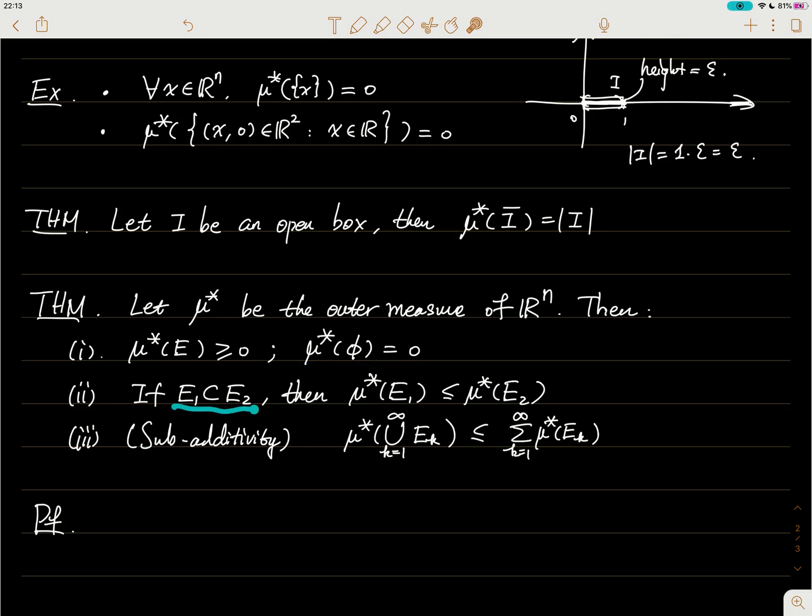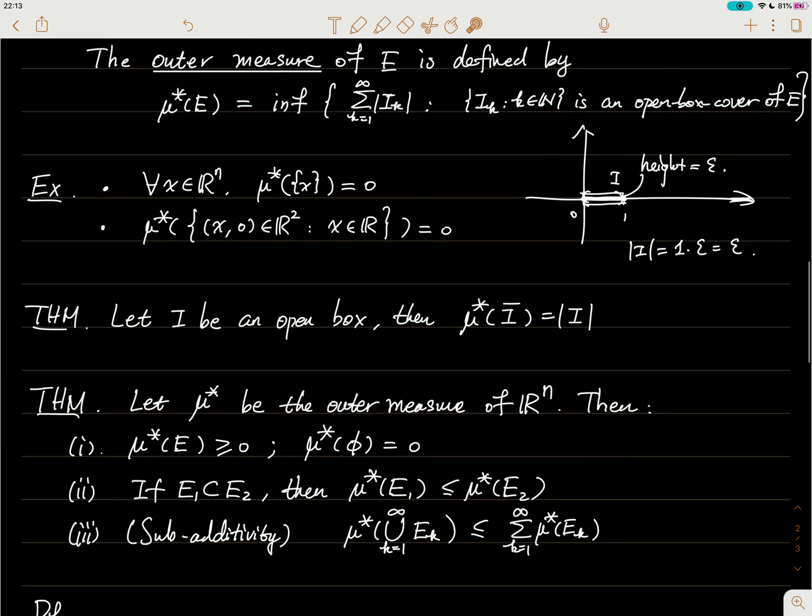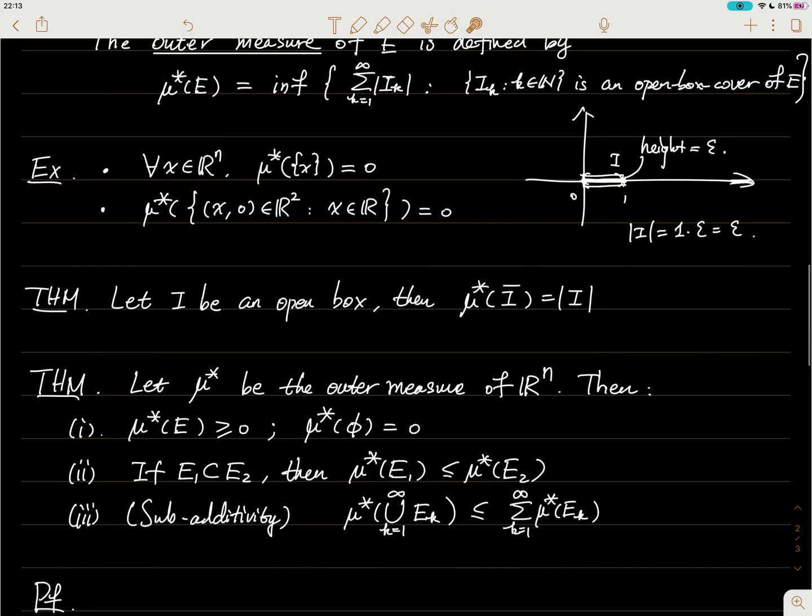If E1 is included in E2, then the outer measure of E1 is smaller than or equal to the outer measure of E2. That is also easy to show because if you have an open box cover for E2, it must be an open box cover for E1 as well, right? Because E1 is included in E2. So you take the infimum of those open box covers for E2, then you will get the outer measure of E2, and apparently that will be bigger than the one on the left. So this is trivial to show.